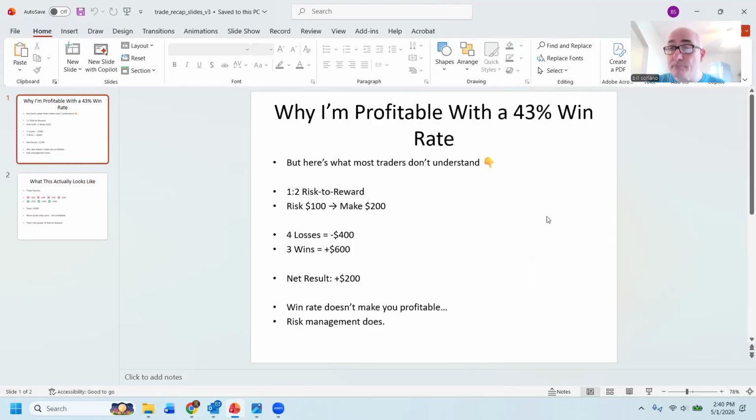Your first thing out of your mouth, if you talk to somebody and they tell you that they win 75, 80, 85% of their trades, the first thing you should say is, well, what's your risk to reward on each trade? Because it's probably not a 1 to 2. But the win rate in itself doesn't make you profitable. Risk management does.